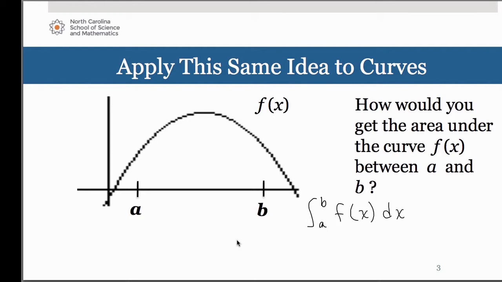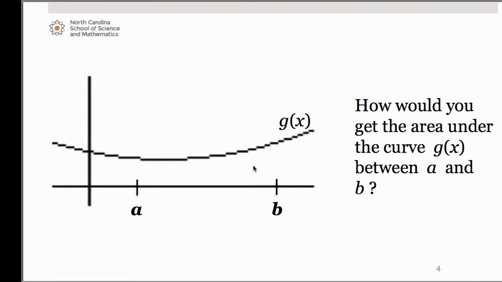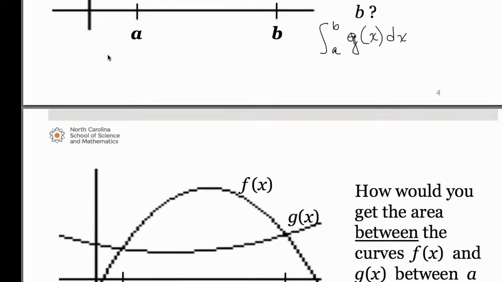So suppose we had another curve, and same question. Now I want the area under g of x in between A and B. Once again, I could write an integral to help me find that area. So let's now combine the two.